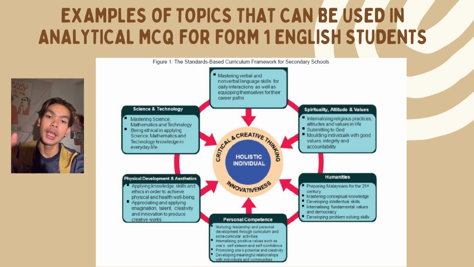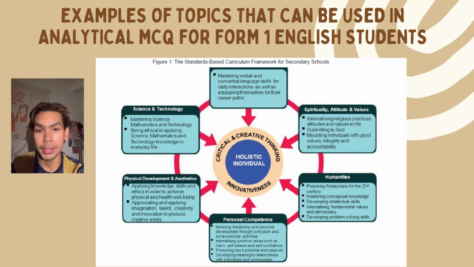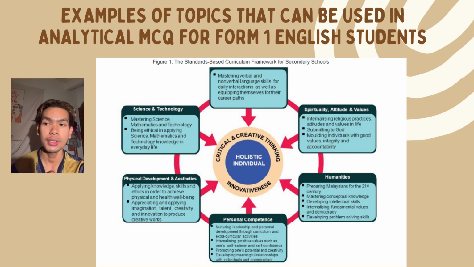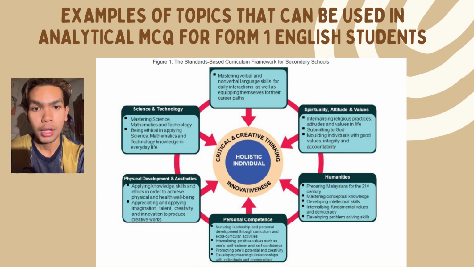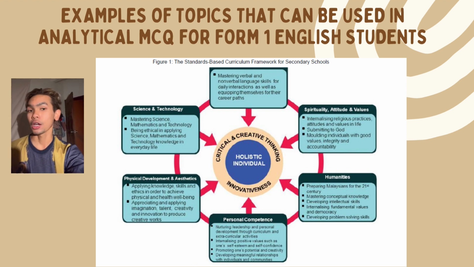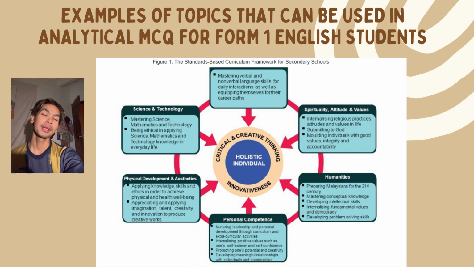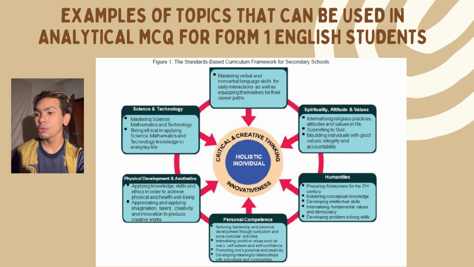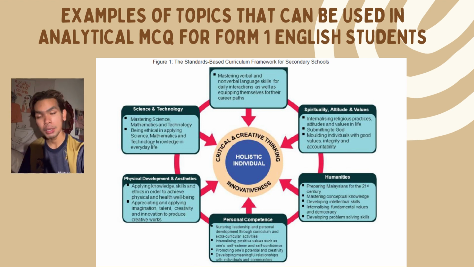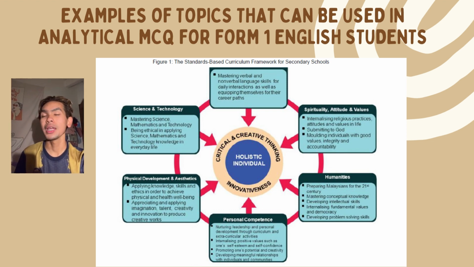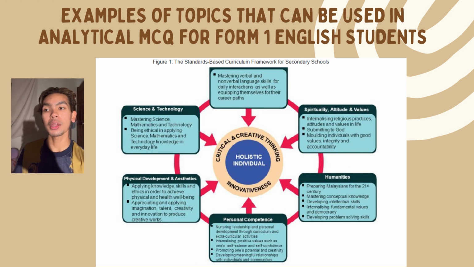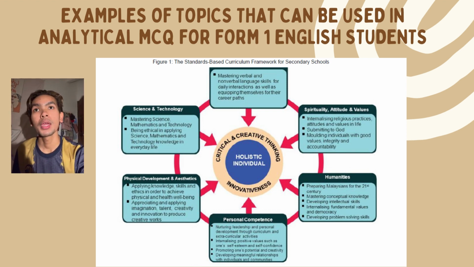So these are examples of topics that we as teachers or creators of the questions can use when we create multiple choice questions for Form 1 English students. As you can see, there are science and technology, personal competence, physical development and aesthetics, spiritual attitude and values, and many more. So this is just a partial example.